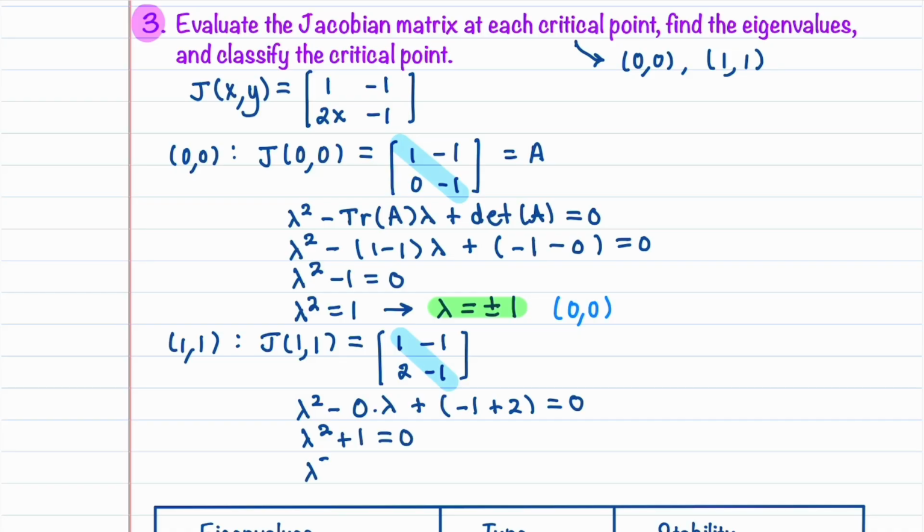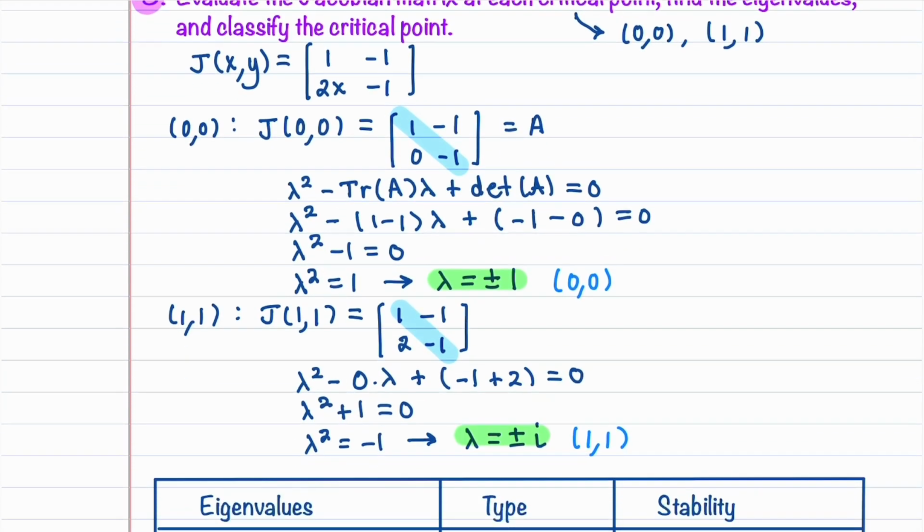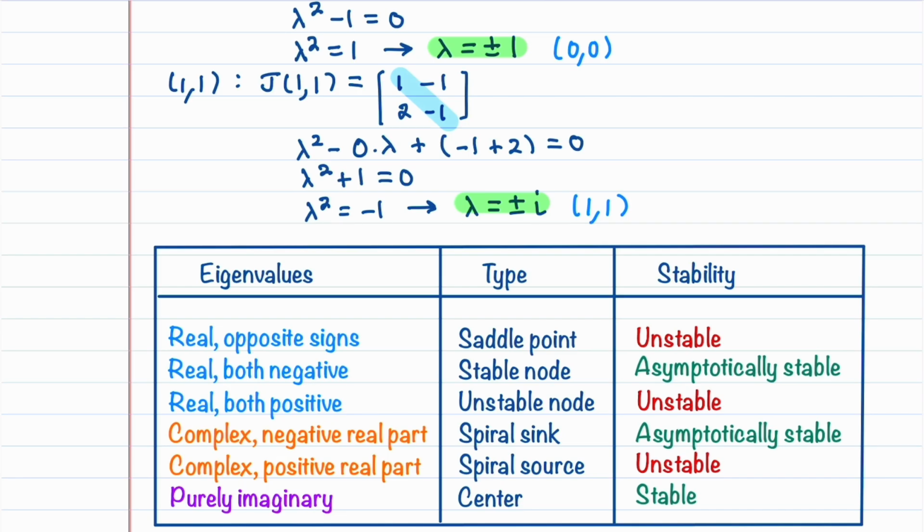So we have lambda squared is equal to minus 1. And that gives us the eigenvalues lambda is plus or minus i. We'll highlight that. And then let's put that these eigenvalues correspond to the critical point (1, 1). Now we need to classify these 2 points.